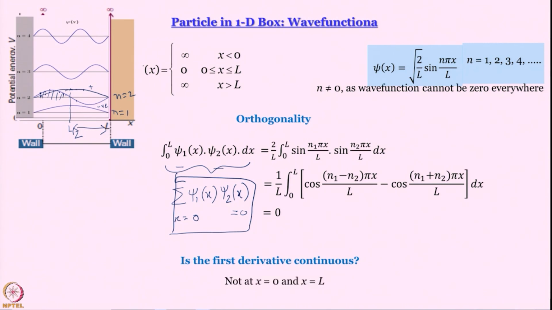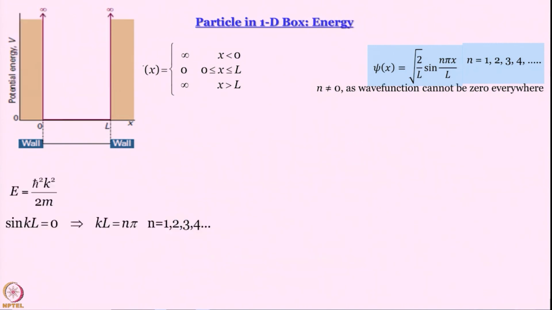Alright. Next, we want to talk about energies. Remember what the expression of energy would be. We have solved this Schrodinger equation for a free particle, and we know that E is going to be h cross square k square by 2m. For a free particle there was no restriction on the values of k. So, we had a continuous spectrum of energies. Not so for a particle in a box.